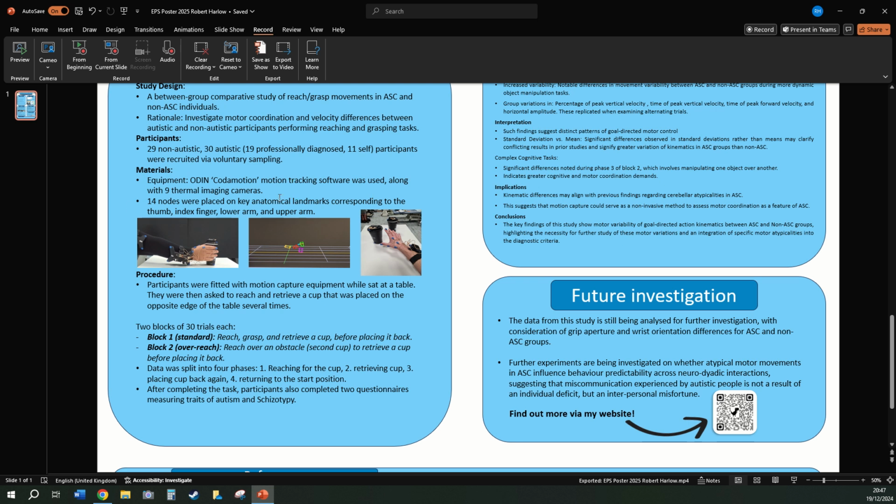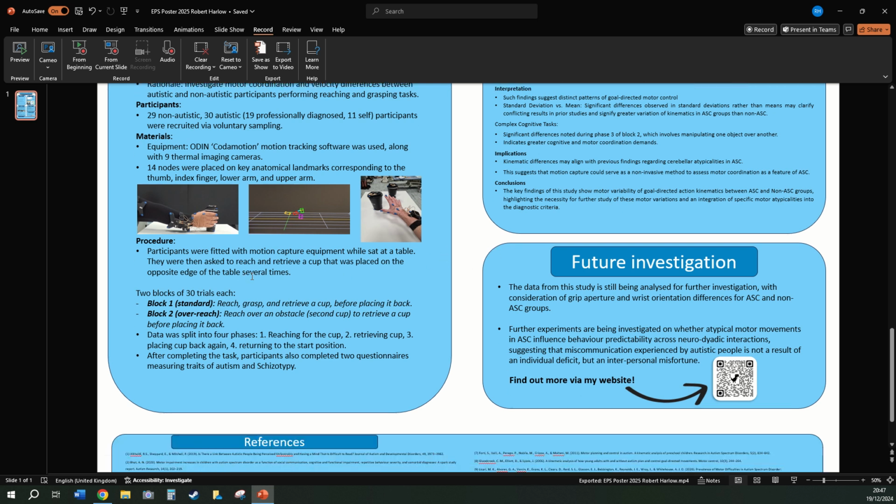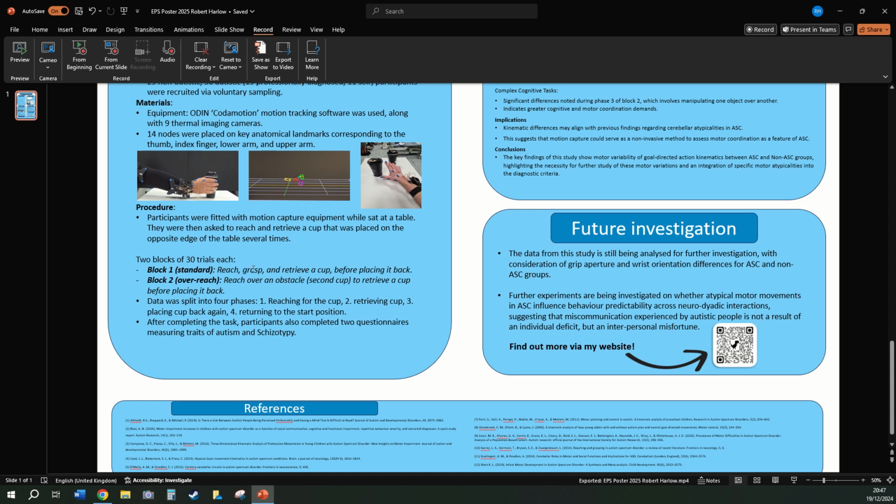The materials used were Codamotion motion tracking software with 9 thermal imaging cameras and 14 nodes placed on key anatomical landmarks. Our procedure: participants sat down, had the equipment attached to them, and then were asked to pick up and move an object a number of times. We had one block which was standard reaches, so they're just reaching for an object, bringing it back to them, and then putting it back again. And then block 2, an overreach, where they're navigating an object, so they're reaching over a different object to retrieve their cup.